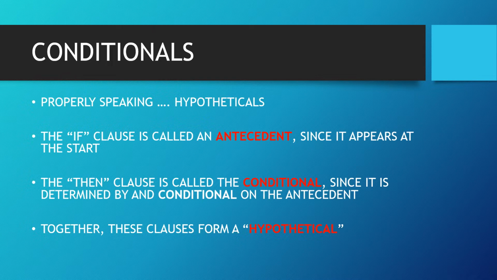In actual fact, what we know as conditionals in English grammar should be called hypotheticals. Hypotheticals describe the world in a way other than it is. The if clause in a conditional is called the antecedent because it usually appears at the start. The then clause is the part that's called the conditional, since it is determined by and conditional on the antecedent. Together, the antecedent and conditional form a hypothetical.